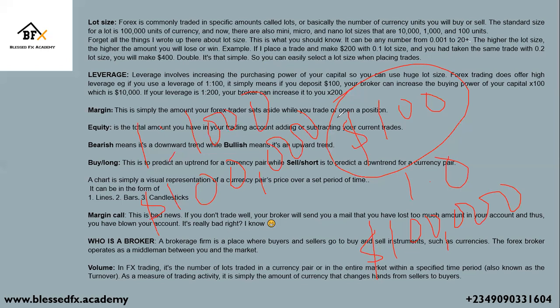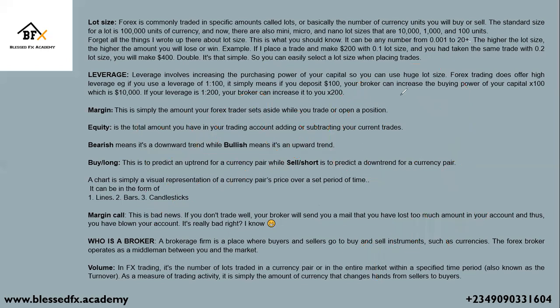Why this leverage was introduced was because some persons do not have huge capital to start the market with. If you don't have huge capital, it does not make sense for you to start with $100 and not be able to place trades. You understand? So that's the function of leverage. Your broker can increase the buying power of your capital times 100, that is, if it's 1:100. If it's 1:200, it will be times 200. I do not want to bore you with that.